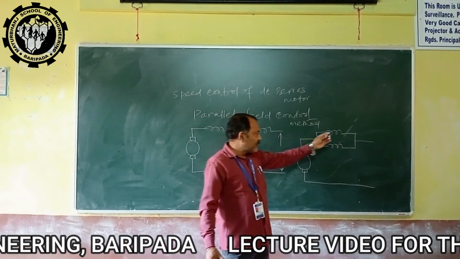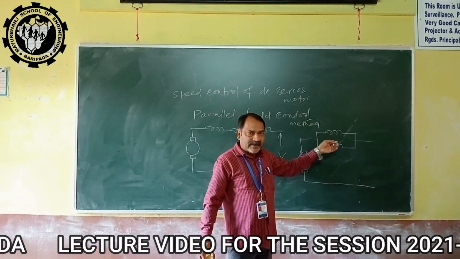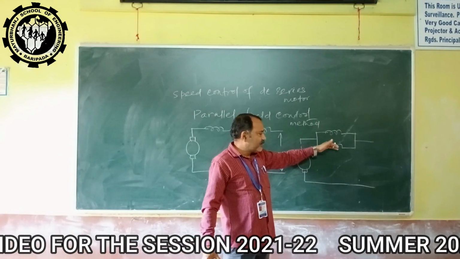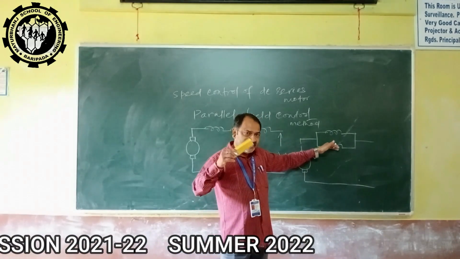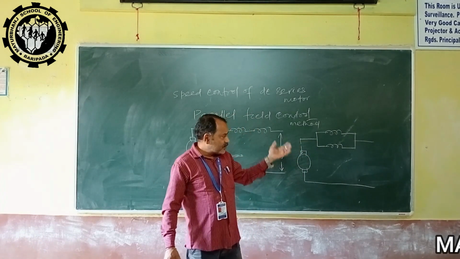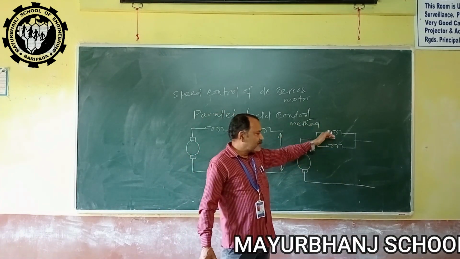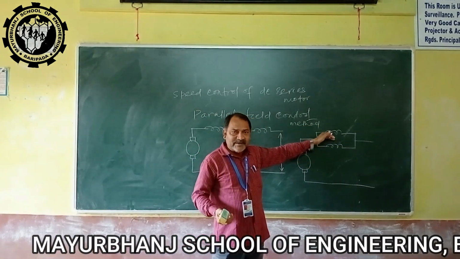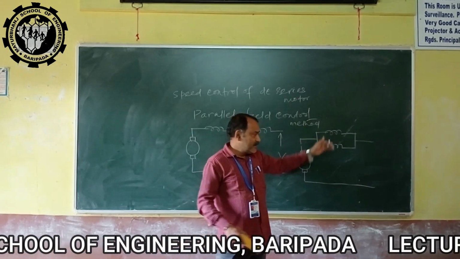Similarly here, whenever we are connecting the field circuits in parallel, the field resistance will get reduced. So if the field resistance will get reduced, the current from the field circuit will get increased. So automatically, the both will produce certain amount of flux. In that case, the flux will be increased and the speed can be decreased.